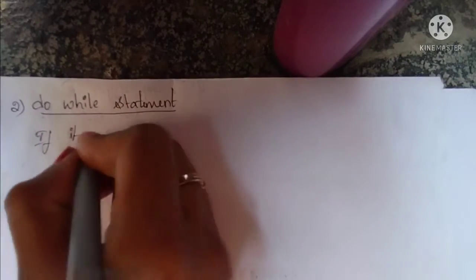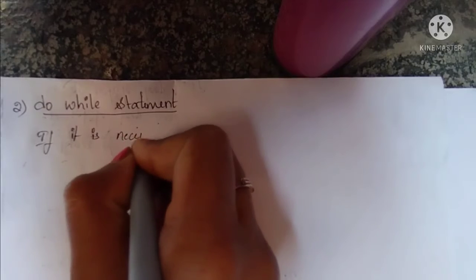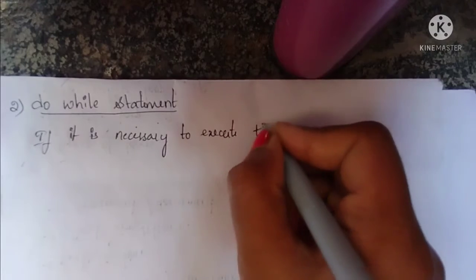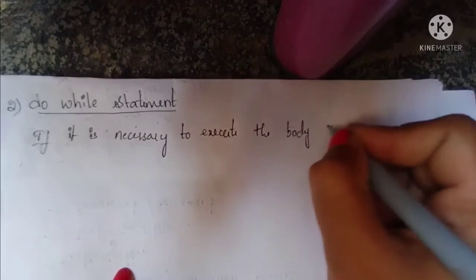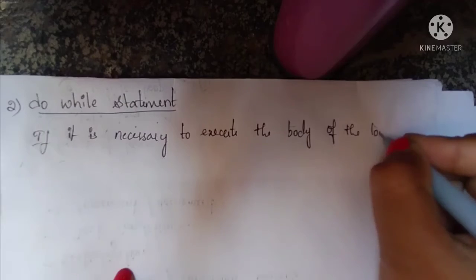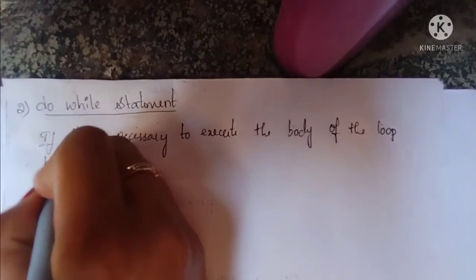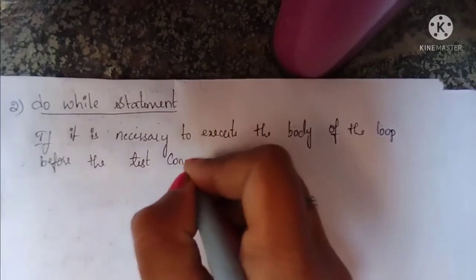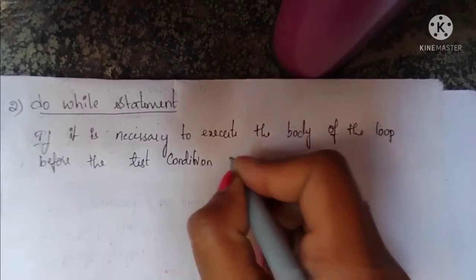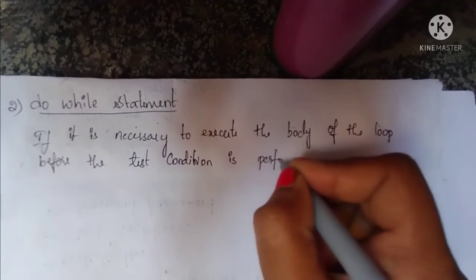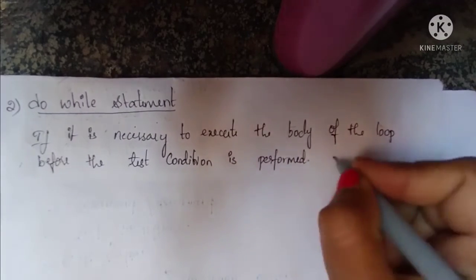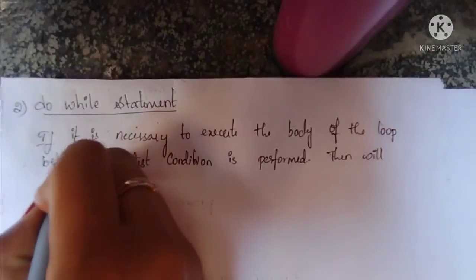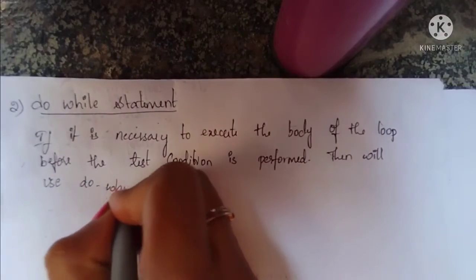If it is necessary to execute the body of the loop before the test condition is performed, then we'll use the do while statement, do while loop.